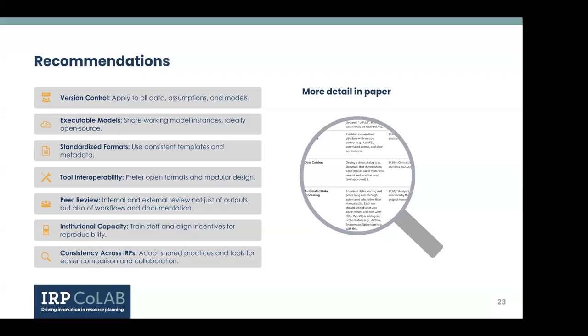And then there are some longer term recommendations, of course: institutional capacity, train staff, align incentives for reproducibility. That's particularly one for regulators to take on board.